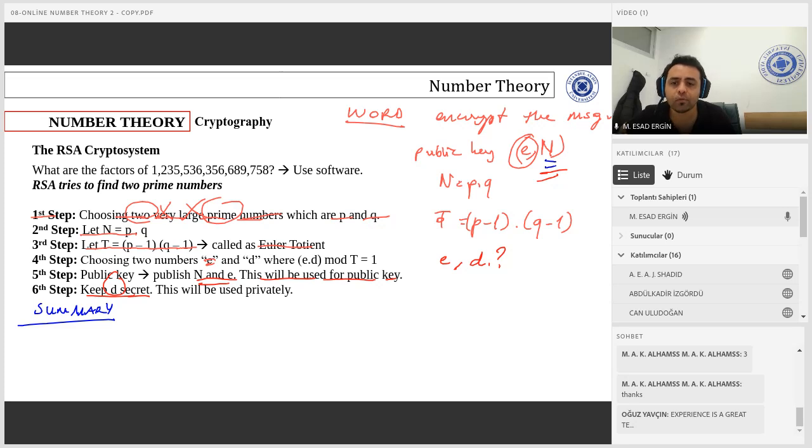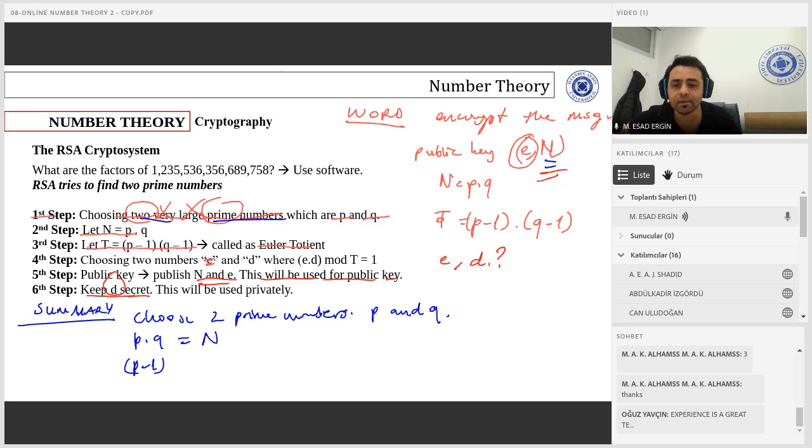At first, we are going to choose two prime numbers, but they will not be very large. These numbers are p and q. As far as we know, the multiplication of p and q equals n, and p minus 1 multiplied by q minus 1 equals Euler totient. And now we are going to decide what e and d should be.